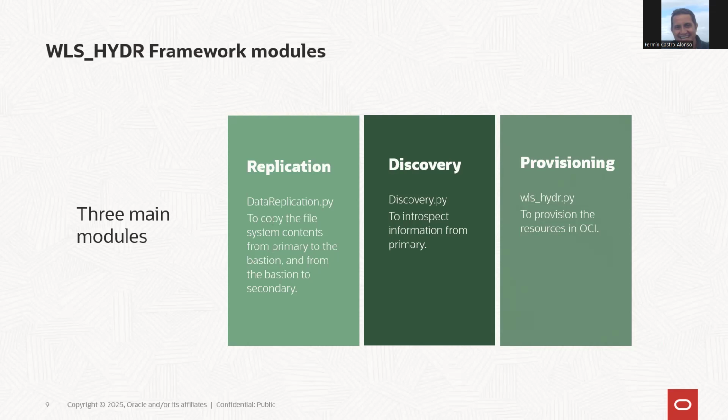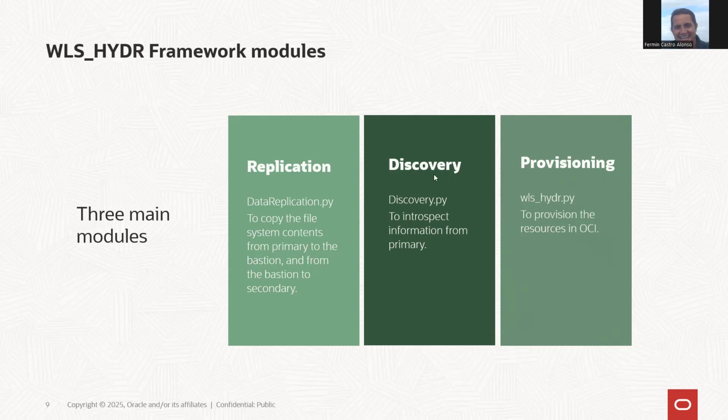There's one module that takes care of discovery. This module is in charge of introspecting primary, finding what the ports are, what the configuration for WebLogic is, what the shapes are, and everything that needs to be detected in primary. There is another module that takes care of replicating. It's the module that will allow you to copy things from primary to the bastion host, and from the bastion host to the OCI compute instance that will be created. And then finally, there is a module that takes care of provisioning, which will run the execution of OCI APIs to create file storage, block volumes, load balancers, and all that automatically for you.